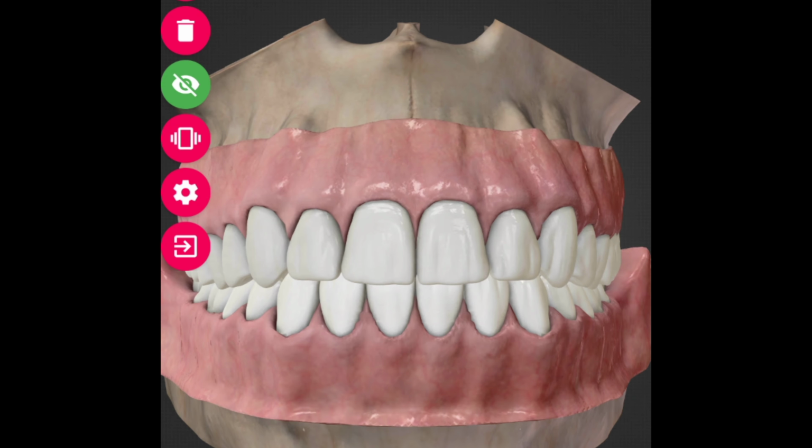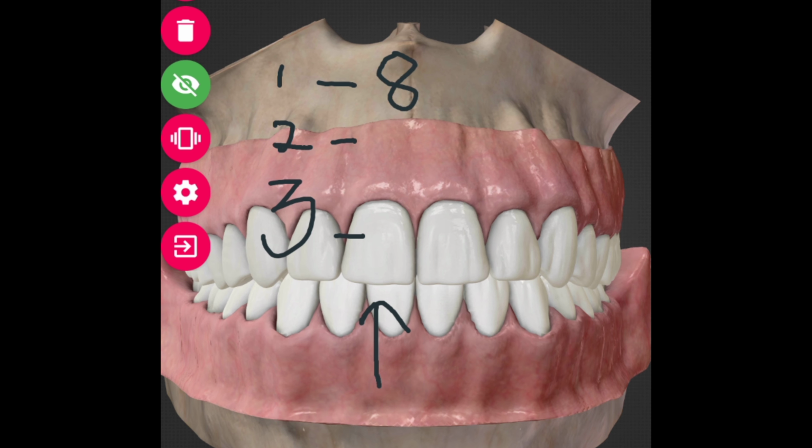Now let us see the difference between these tooth numbering systems. Let us take a tooth, let it be the central incisor of the first quadrant. Now I will represent 1, 2 and 3. 1 will be the universal system, 2 will be Zsigmondy and Palmer, and 3 will be the FDI system. So in the universal system, the central incisor of the first quadrant will be represented as 8. In Zsigmondy and Palmer, it will be represented as 1, and in the FDI system it will be represented as 1 1.